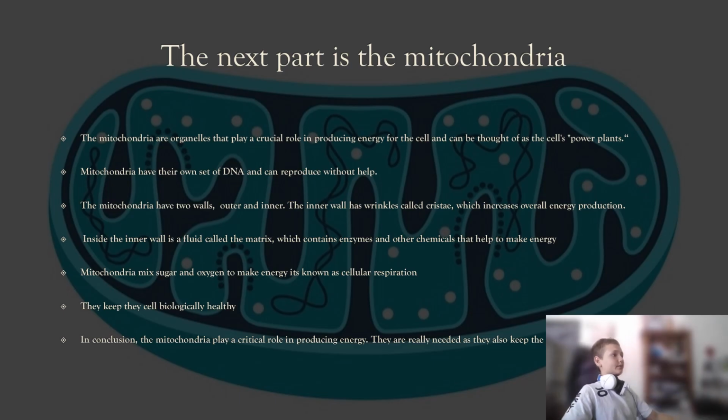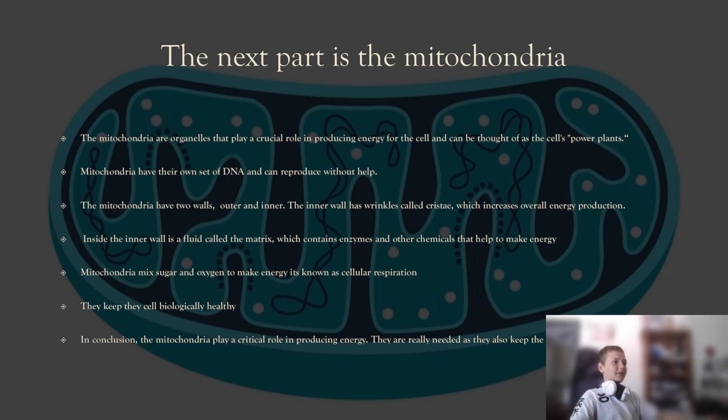The next part of the cell, which is undoubtedly my favorite, is the mitochondria. If you look in the background here before we start, I just want to mention there are a few parts of the mitochondria we'll cover in a second. The mitochondria are organelles that play a crucial role in producing energy for the cell and can be thought of as the cell's power plants. Mitochondria have their own set of DNA and can reproduce without help.